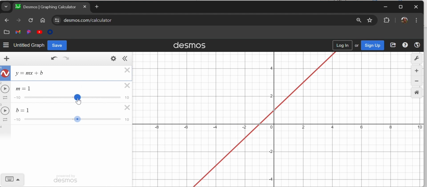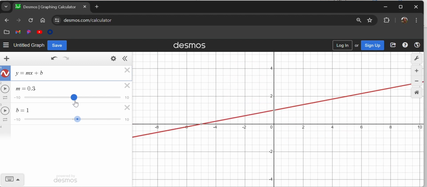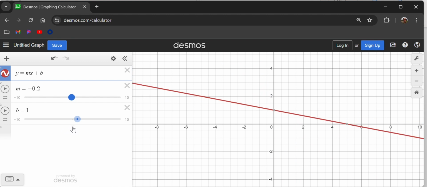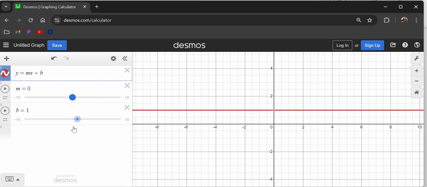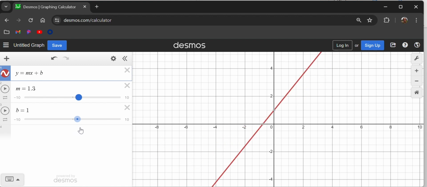And now we can kind of explore. What if I change the slope? What does that do to the line? How does it look different? How does it look the same? Notice the y-intercept is frozen because I'm not messing with that. But I can make the line really steep and negative. I can make it really shallow and negative. I can make it flat. And then for a slope of 0, I get a horizontal line. I can make it shallow and positive. I could make it steep, right?